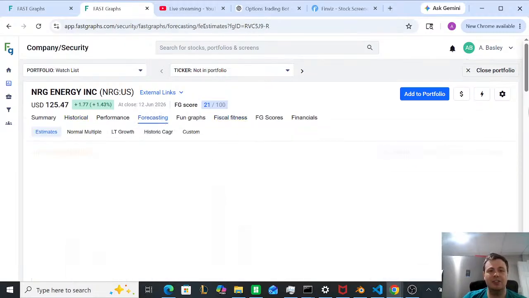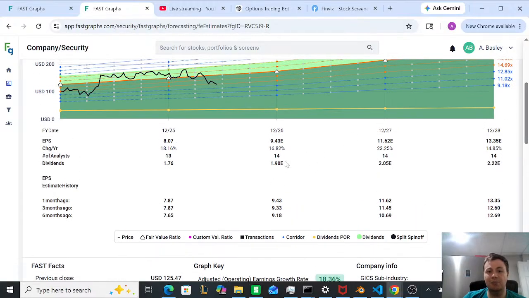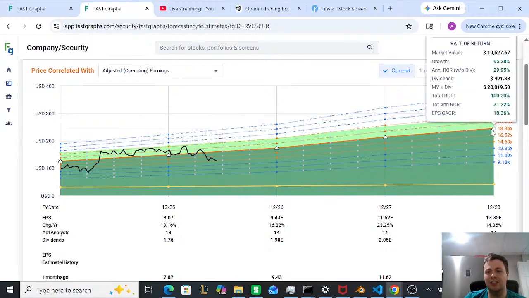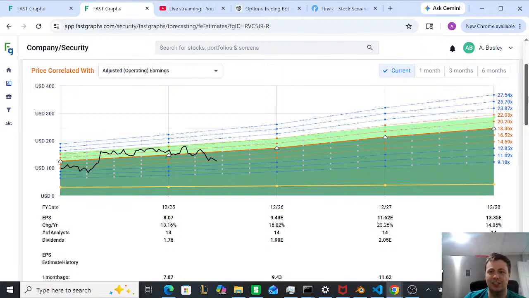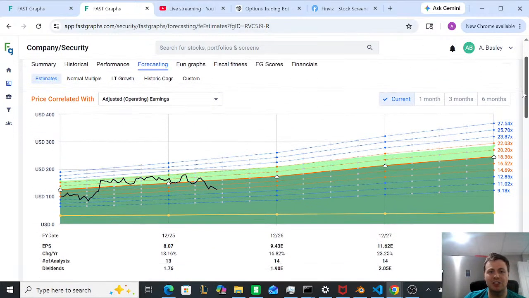So we go to our forecasting tab. Analysts are predicting big time growth for NRG. We've got 16%, close to 17, 23%, 15%. That's going to put us at a PE fair value of about 18. And if we bought it here at present day, we're looking at a 30%, 31% year over year. Now, this is a utility company, and they're thinking it's going to grow this much.